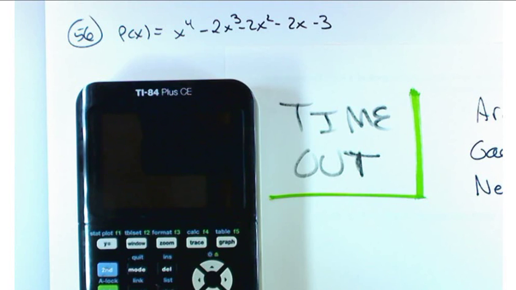We're trying to find all the values where it crosses the x-axis, or all the roots.